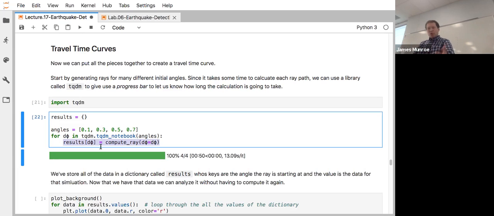It takes 13, 14 seconds. I don't want to have to recompute it every time I want to plot it. I want to do the simulation once and then plot it several times afterwards. This is a very common thing in computer simulations. We run models. These models run for hours, days, weeks, months.